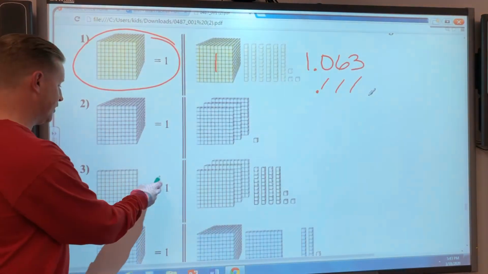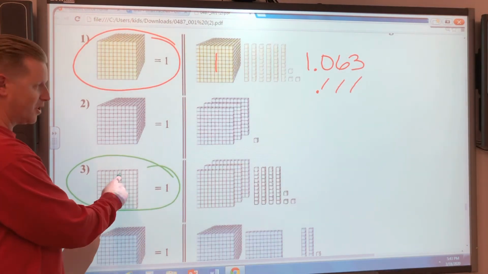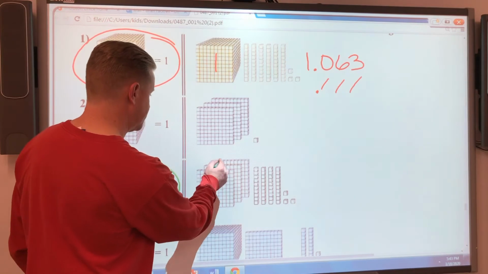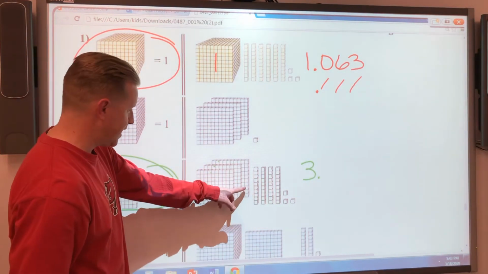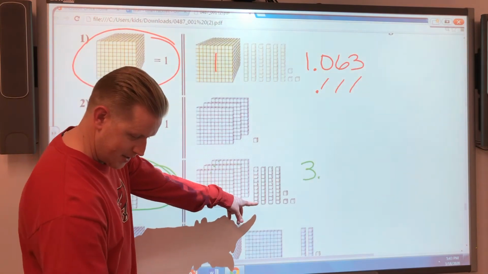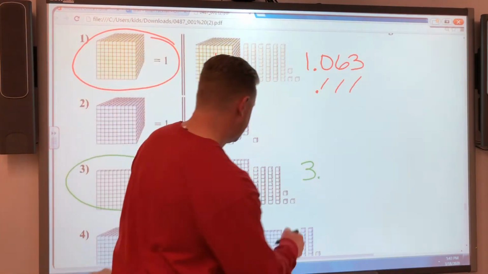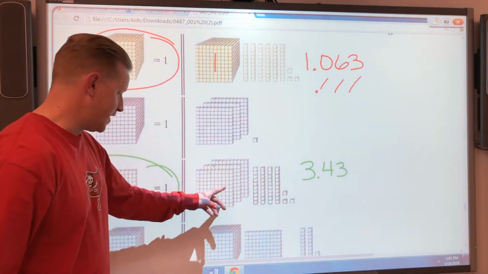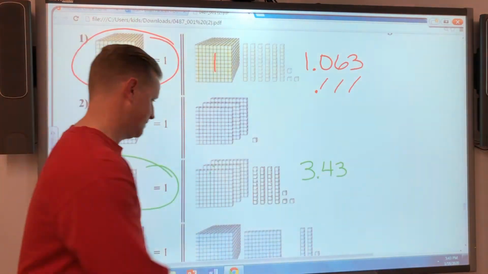Here's where they throw you off a little bit. Looking down at number 3. 1 whole is now equal to this 100 block, not to this 1,000 block we were looking at. So this becomes 1, 2, 3 whole. Now we're looking at the next smaller unit. Now that becomes 4 tenths, giving us a grand total of 3 and 43 hundredths.